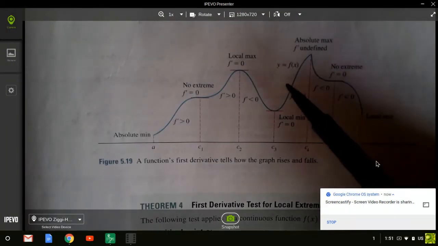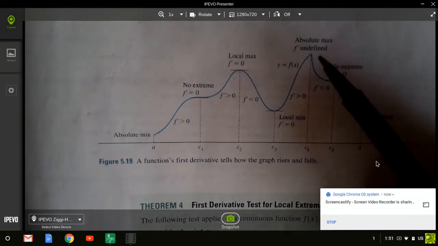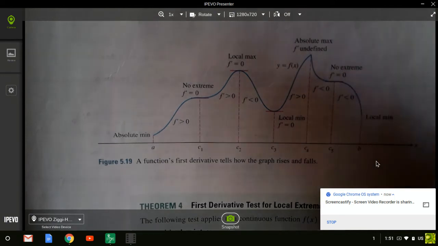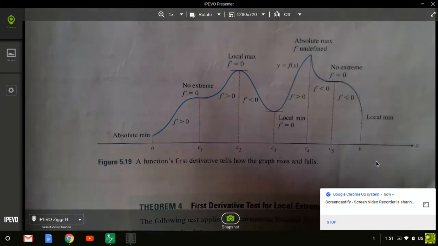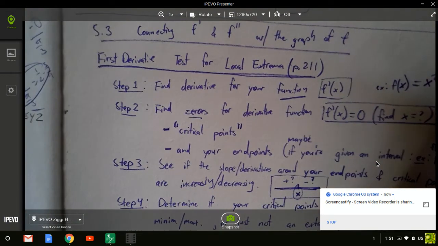Here you can't do that. It just goes up and then just comes down. What? That is an undefined slope. Okay, we'll get more in detail into this. I'm just giving you the basic steps.